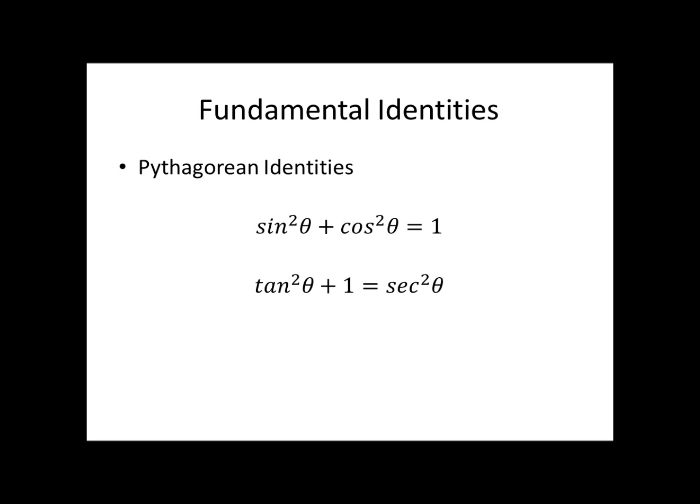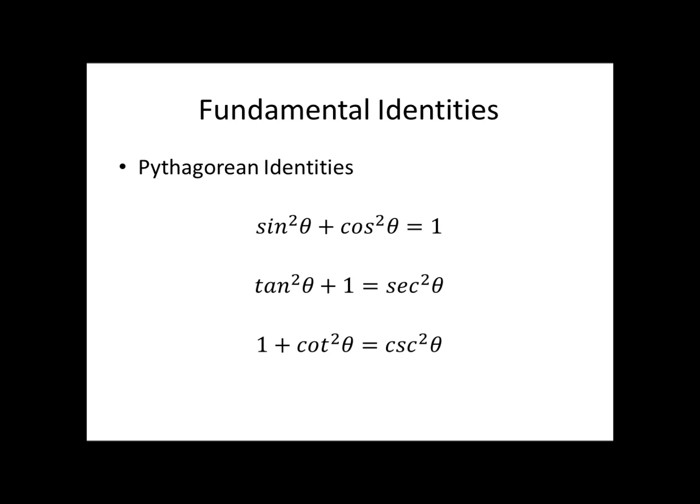Really, the way that we get this one is we divide all three terms by cosine squared. If you take sine squared and divide by cosine squared, you get tangent squared. Cosine squared divided by cosine squared is 1, and then 1 over cosine squared is secant squared. So you take the top Pythagorean identity, divide by cosine squared, and this is what you get.